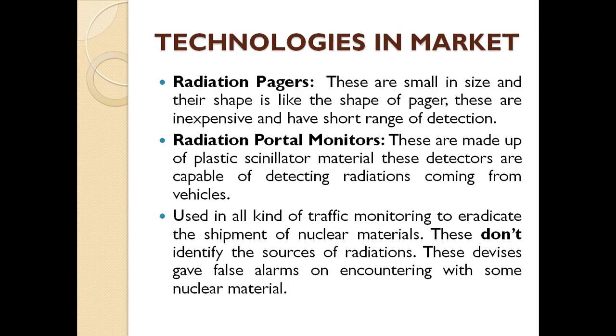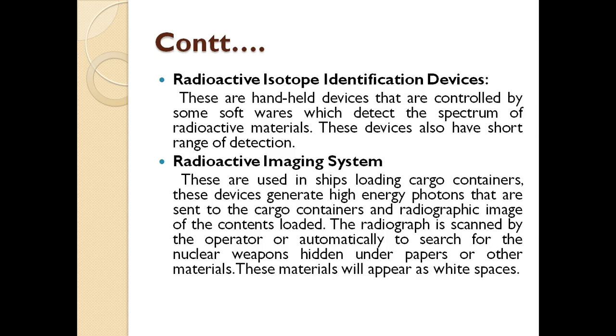Now come radiation portal monitors. These are made up of plastic scintillator material. These detectors are capable of detecting radiation coming from vehicles, so these are used for vehicle monitoring. Radioactive isotope identification devices are handheld devices. These devices also have a short range of detection.